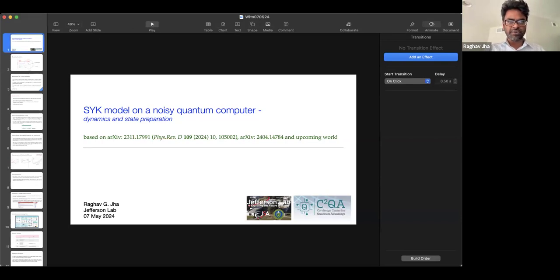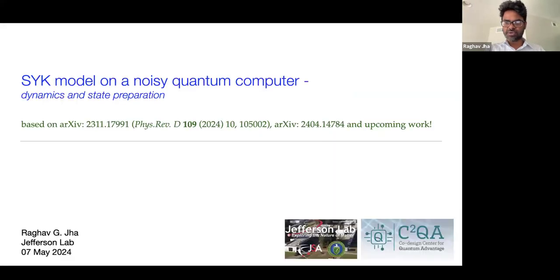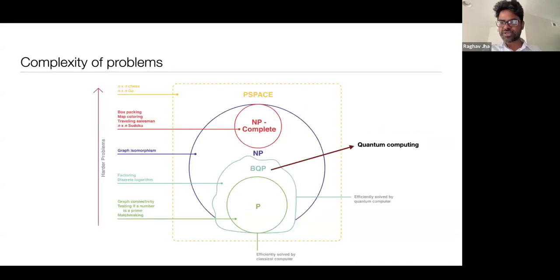So today, I'm going to talk about this paper we wrote with a graduate student at Syracuse, and now another student, Asad, who started his first postdoc, which is related to the SYK model, which is a very popular model. I'll explain what the model is, and argue why it is interesting, and then show some results we obtained using IBM quantum computers. And then I'll also touch upon some follow-up work we are doing to prepare thermal states for the SYK model using variational algorithms.